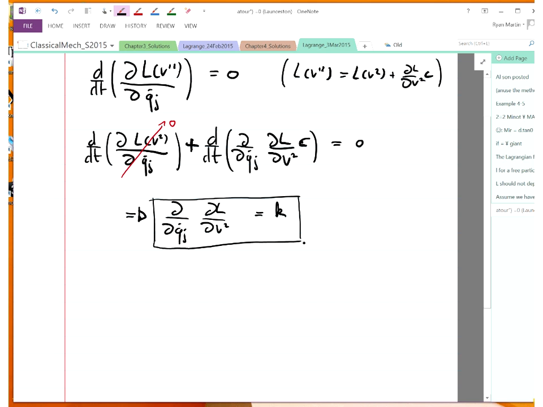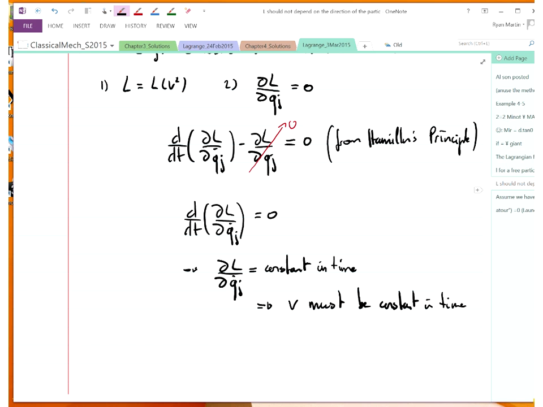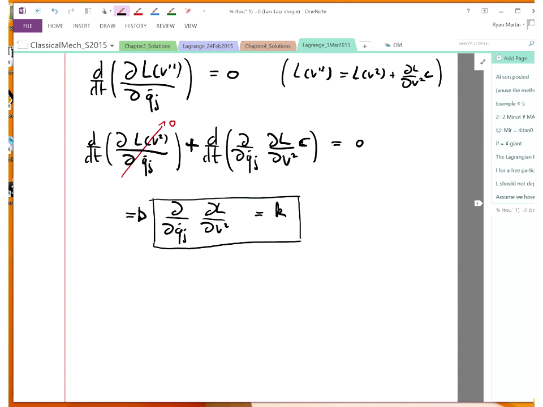So the key here is that ∂/∂q̇j dot of ∂L/∂v² must be equal to a constant. Let's go back to the argument here. Earlier I said that ∂L/∂q̇j is equal to 0. And L can only depend on v. And so when I do ∂/∂q̇j of L that depends on v, and I get a constant, that means v must be constant in time. So you can kind of make the same argument here.